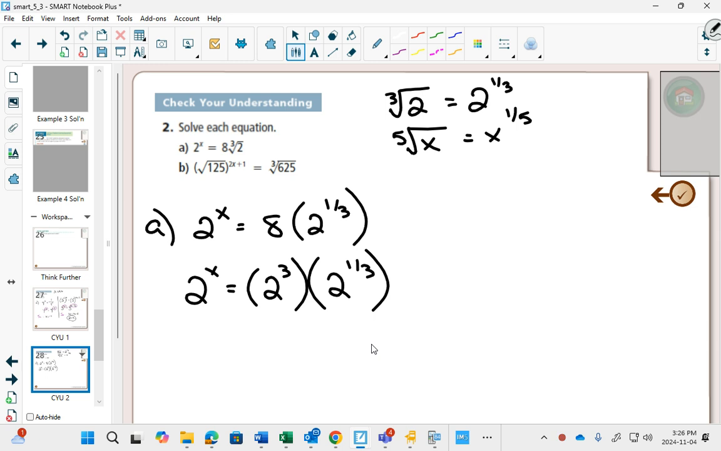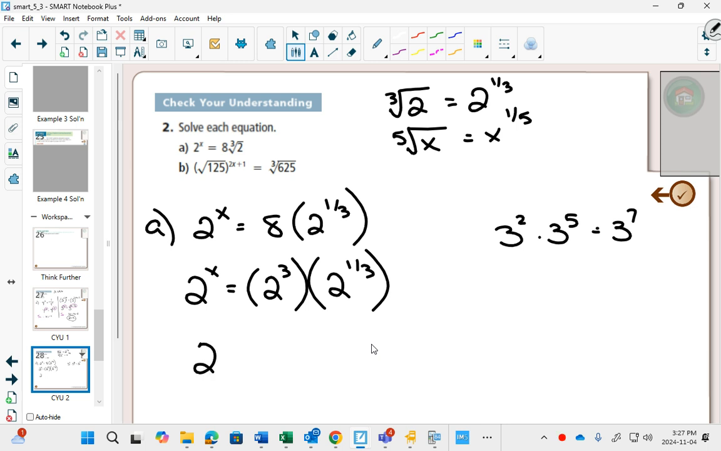And we run into another exponent rule from grade 9. What do you do on the right when you have 2 cubed times 2 to the 1/3? Can you remember if I give you easier numbers? 3 squared times 3 to the 5 is 3 to the 7. If the bases are the same and you're multiplying, we just need to add the exponents. That doesn't change if you have fractions.